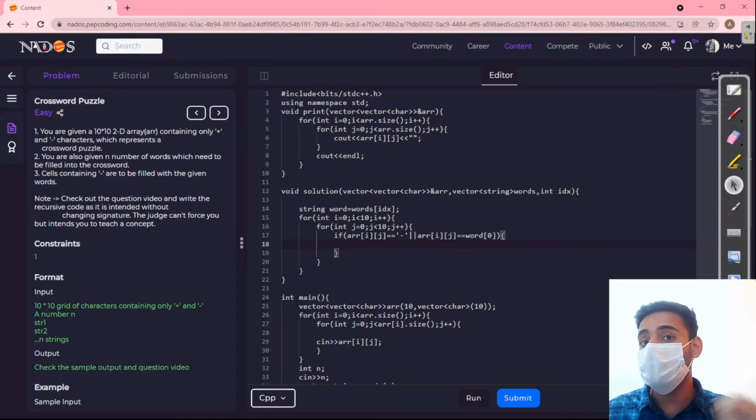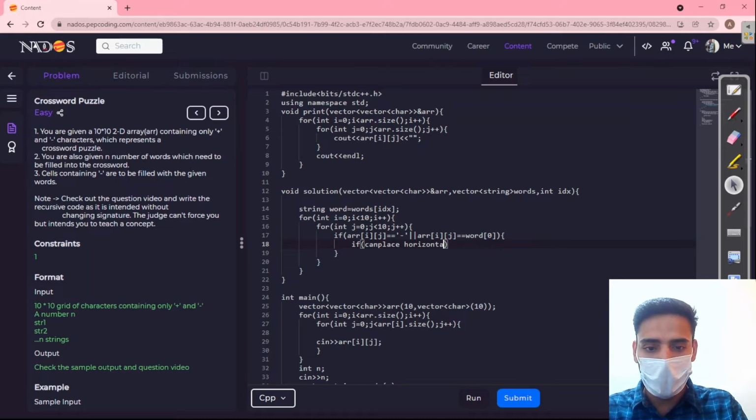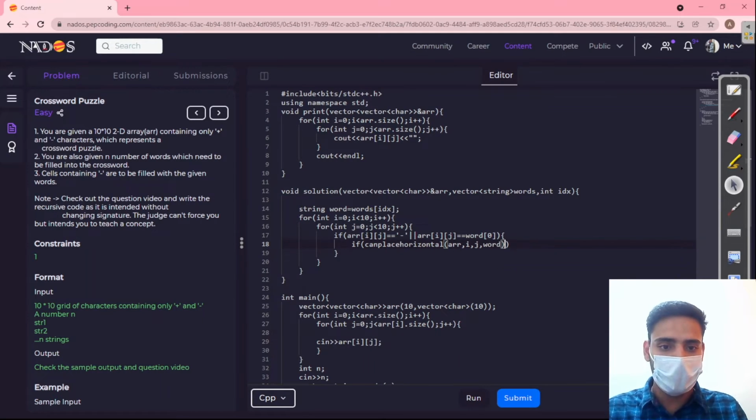So now inside this, we will check for two conditions. Can we place it horizontally or can we place it vertically, right? So we will check both these conditions. Just keep it abstract for now. We will complete these functions later. The first function that we are going to use is can place horizontally. Okay, this is done. Now, inside this, what we are going to send? We are going to send our array and i and j and the word, right?